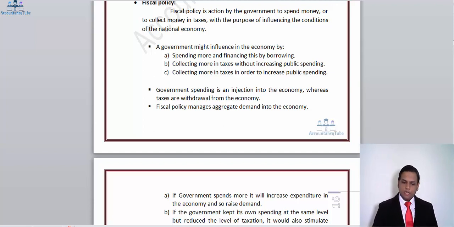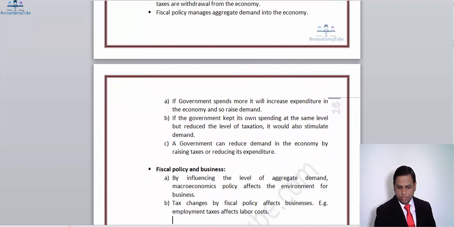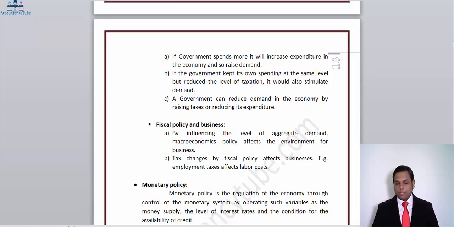Now, government spending is an injection into the economy, whereas taxes are a withdrawal from the economy. That's simply put. After that, we have that fiscal policy manages aggregate demand in the economy. As I've just told you, it's a demand tool. These three things I've already explained to you. Now, the effect of fiscal policy on businesses.